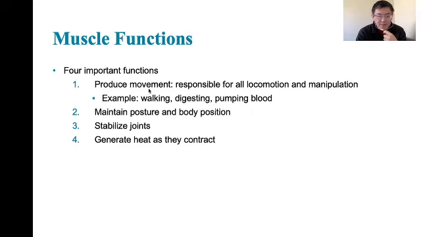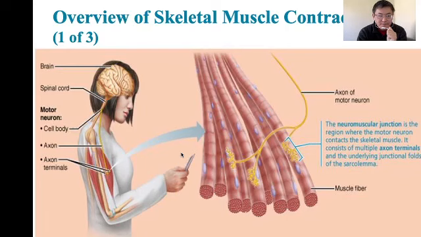Skeletal muscles provide force for our movements. For example, when we walk, we need a skeletal muscle. Skeletal muscle maintains the posture and body position. So when we stand, when we sit, we also need a skeletal muscle. Skeletal muscles surround the joints and stabilize the joints, maintain the joint movements. Skeletal muscles can generate heat as they contract. For example, in the winter, when we feel cold, we shake our body so the skeletal muscle can generate heat to maintain our body temperature.